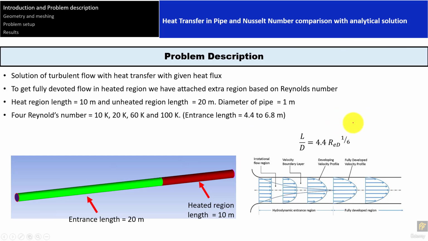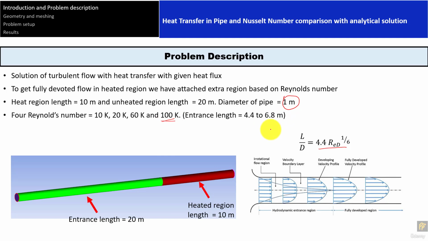Okay. So what I did here is that I made a pipe, and I kept the diameter of the pipe as 1 meter to make the calculations simpler. Okay, then from the correlations for the turbulent pipe flow or turbulent internal flows, the L by D ratio is given by this correlation. So if I put the Reynolds number value, for example, 10,000, the entrance length is, because diameter is 1, 4.4, and for 100K, the entrance length is 6.8.